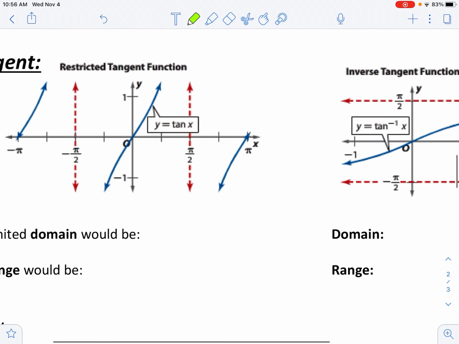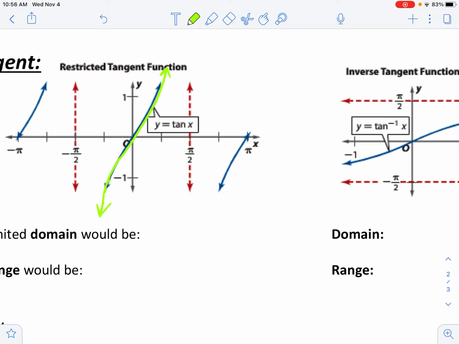That's the only one, and then we'll summarize. All right, so tangent looks like so. It keeps going on that pattern forever and ever, so this actually looks like this, and this actually looks like this. But if you look at it right now, it's not passing the horizontal line test. So I need to make sure that it does pass the horizontal line test, so I need to restrict my domain.